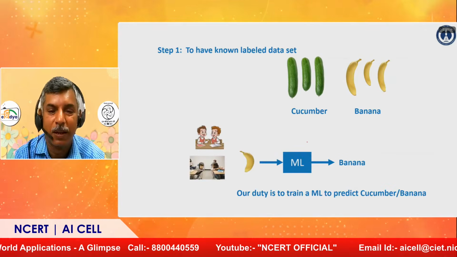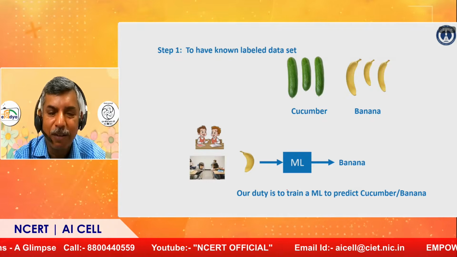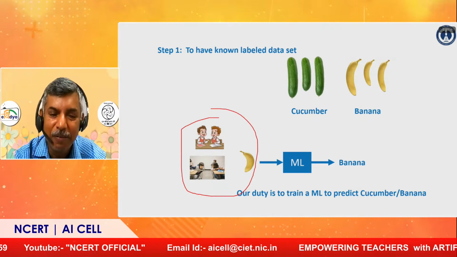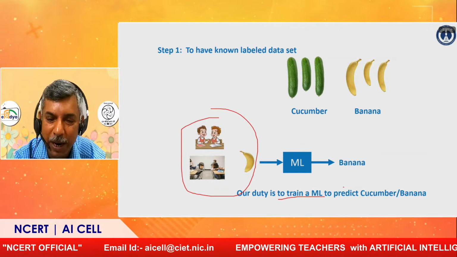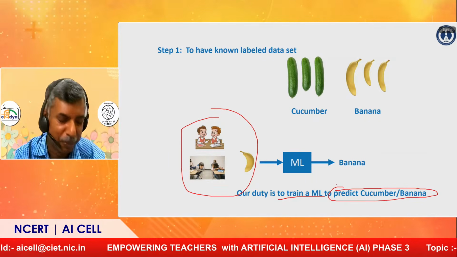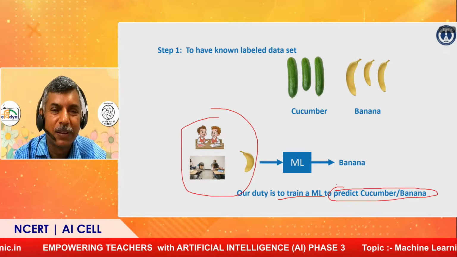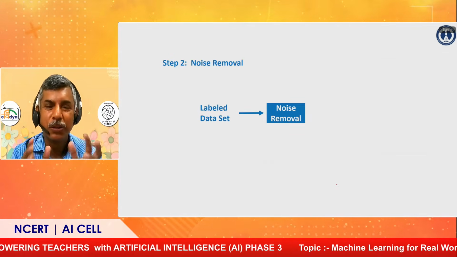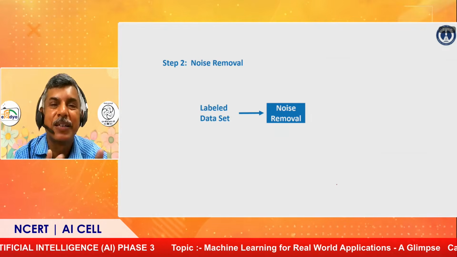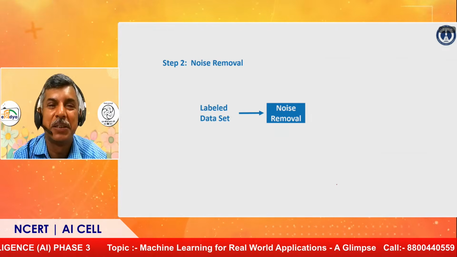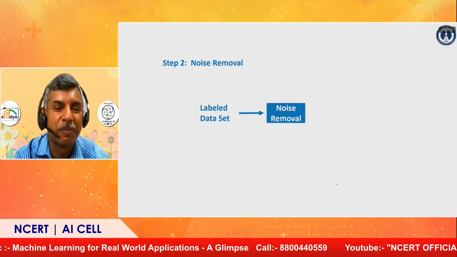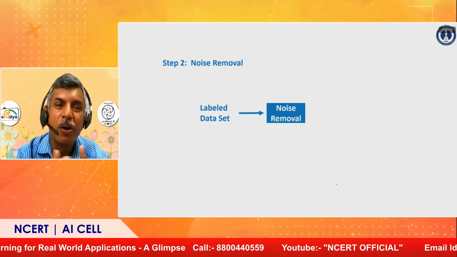Very important part. Okay, once we have this, assume that we have the labeled data on hand, then our duty is to train the machine learning model to predict whether it is cucumber or banana, whether they are laughing or not laughing, something like that. So step 2 is, most of the time when we collect data like this, it will have noises. Certain images, we think that they are laughing images, may not be laughing images. Certain images, we think that they are talking, but they may not be talking. So some noises will be there.